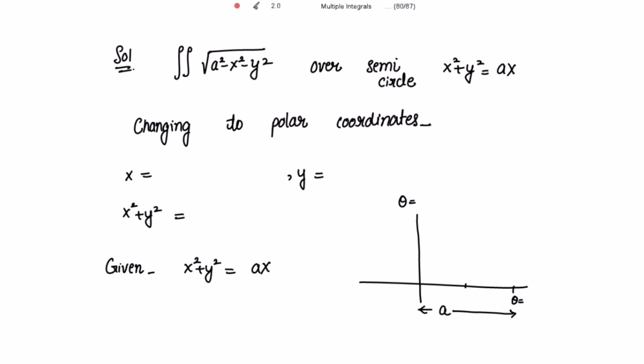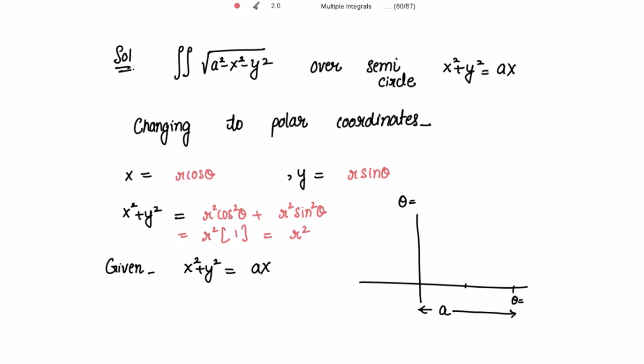So changing to polar coordinates, we know that x is r cos theta and y is r sin theta. To calculate x square plus y square, we get x square as r square cos square theta plus y square is r square sin square theta. Taking r square common, cos square theta plus sin square theta is 1, so this is equal to r square.